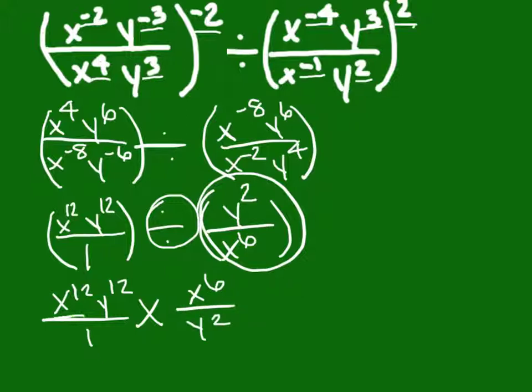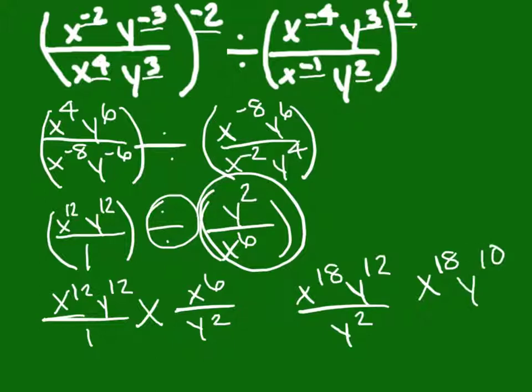So we have x to the 12th here and x to the 6th on this second fraction. That becomes x to the 18th. And there's 12 y's on top and 2 y's on bottom. That 1 cancels out. Okay, so now in order to simplify the rest of the way, we have no x's to cancel out, so that becomes x to the 18th. And there are 10 more y's on top than there are on the bottom. So y to the 10th. So our final answer would be x to the 18th, y to the 10th.